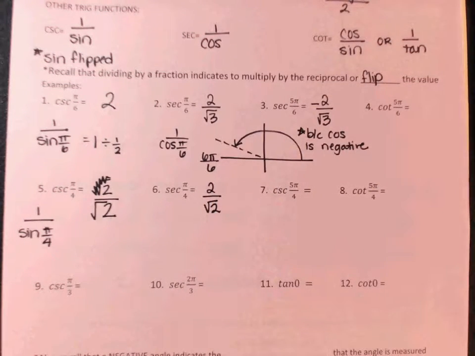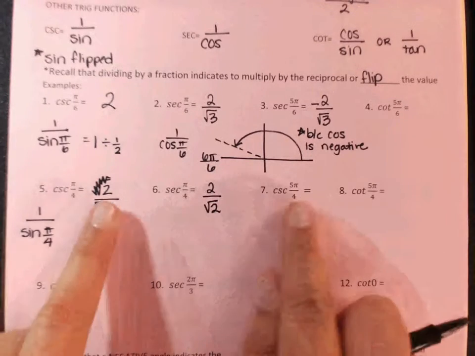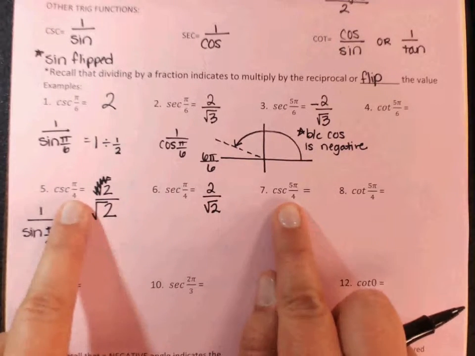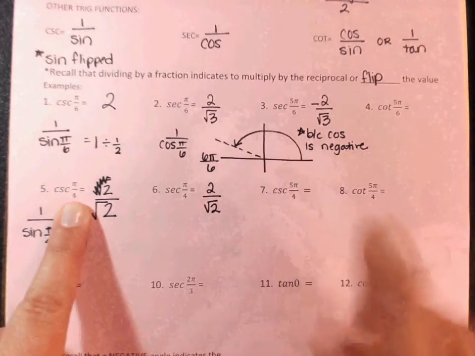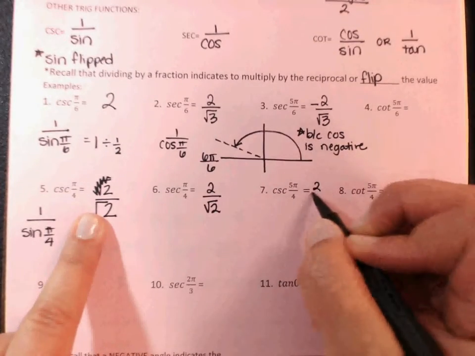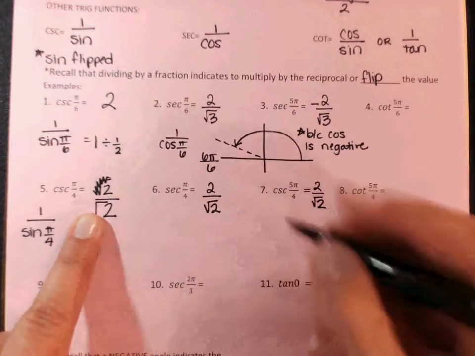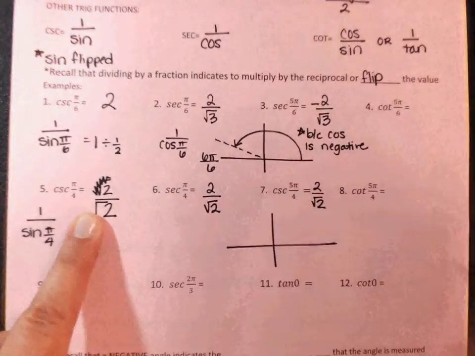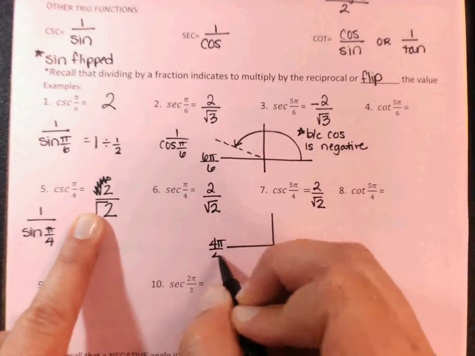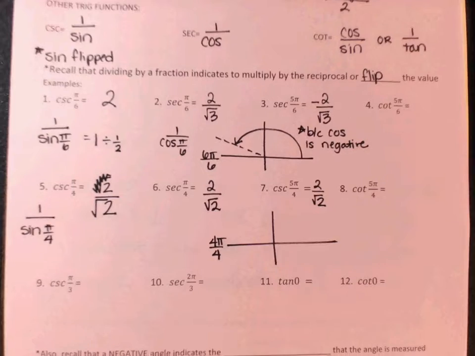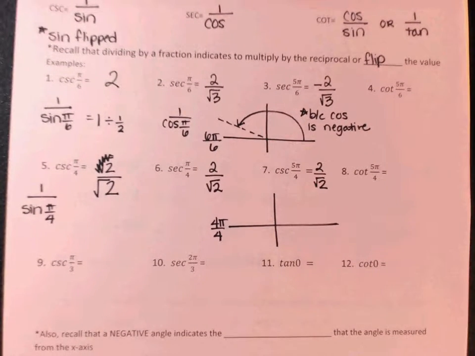Okay, now let's do cosecant 5 pi fourths. Now remember, if the cosecant of pi fourths is 2 over root 2, 5 pi fourths will have the same number part. The only question will be whether you're going to put a plus or a minus on it. So I'm going to steal this 2 over root 2, but now we have to consider what quadrant we're in. So draw this guy for me. This is 4 pi out of 4. And I want you to think about where 5 pi fourths puts you.